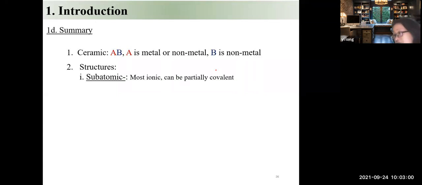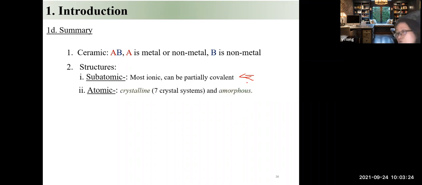What are the structures? So we said we have different levels. So the subatomic level, for most ceramics, it is mostly ionic, but can be partially covalent. This is a very super important statement here. Okay, partially covalent. So why? Later we're going to explain. Okay, mostly ionic, can be partially covalent. So atomic level, we can have crystalline and amorphous, right? Among these crystalline, you have 7 crystal systems. So this is atomic level.